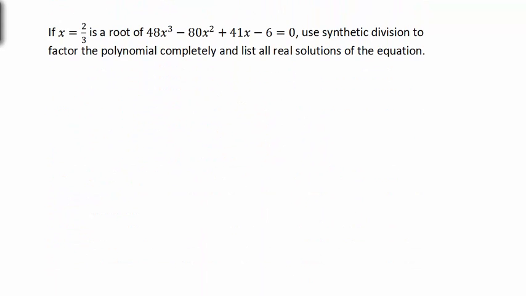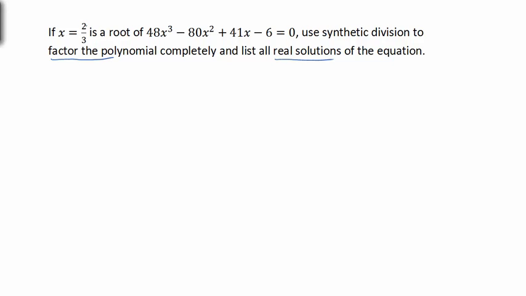All right, our next example, they tell us that x equals 2/3 is a root of 48x cubed minus 80x squared plus 41x minus 6 equals 0. And again, it says use synthetic division. Again, if you prefer long division, you could certainly do that. And again, we want to factor completely and list all the real solutions.